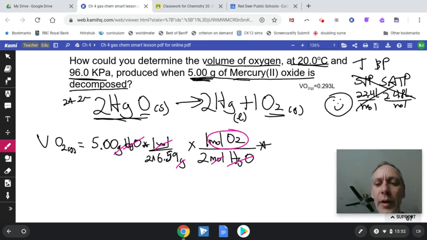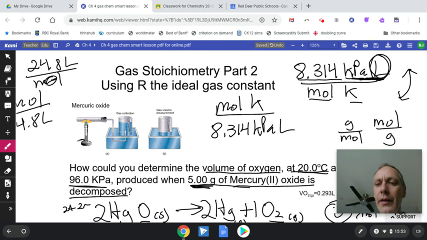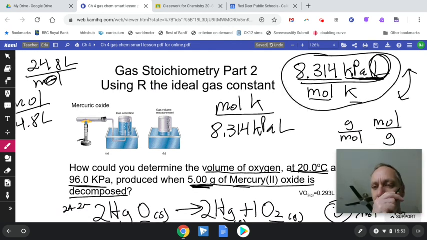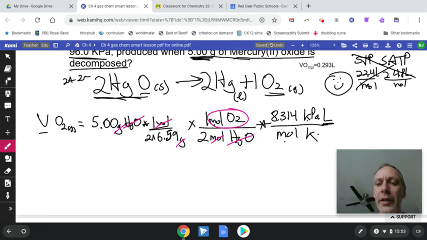So now the question is, how do I put R in here? What goes on top and what goes on the bottom? Well, we're looking for volume of oxygen, so I want liters on top. And I'm trying to cancel out moles, so I want moles on the bottom. So 8.314. I want to put the kilopascal liters on top because I'm interested in keeping liters. And the mole Kelvin goes on the bottom. So we're using this form. Kilopascal liter on top, mole Kelvin on the bottom.